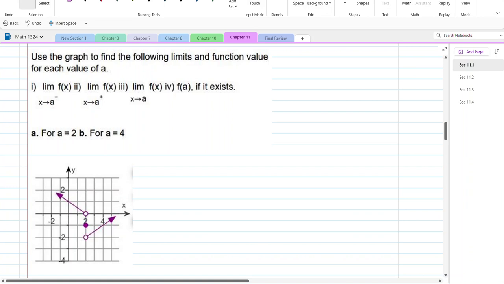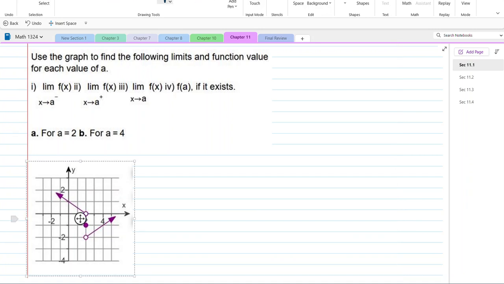In this problem, it says use the graph. We got a graph down here to find the following limits and function values of each of A. Part I is from the left, part II is from the right, and f of x is the value, if it exists. All right. For a equals 2.